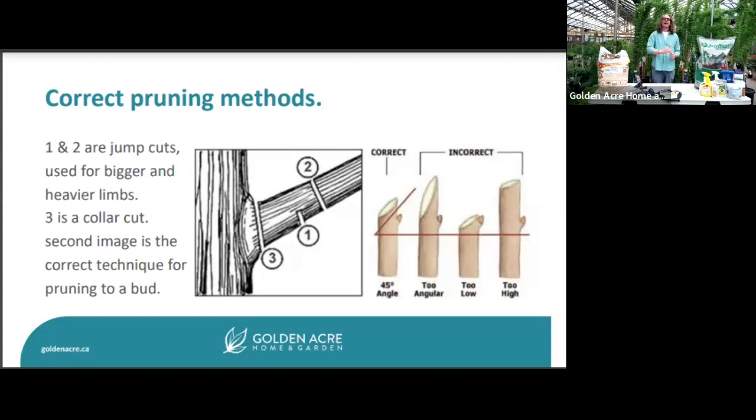If you prune correctly, you do not have to use pruning paint or pruning paste. That is purely for if you're doing a dangerous one. You can't prune it correctly for whatever reason. You can look at using that. With correct pruning techniques, you should never have to use that. So there are some methods included. Brandy will include them in the blog post. And again, you can hit us up for more details. You can do some research. You can look it up. But yeah, learn to prune correctly. It'll save you a ton of hassle moving forward.